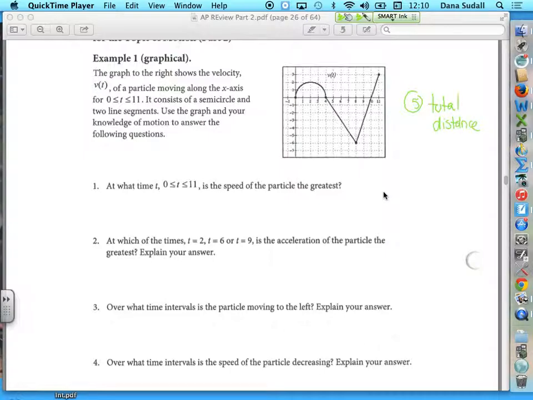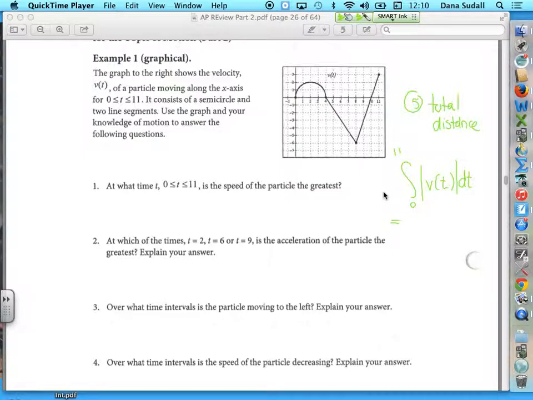So we talked about total distance being the integral from 0 to 11, but I can't use v of t. I would have to use the absolute value of v of t. And that would give me my total distance traveled. And to find that, I can use the area. Just when I have anything that's below the x-axis, we'll make it positive.